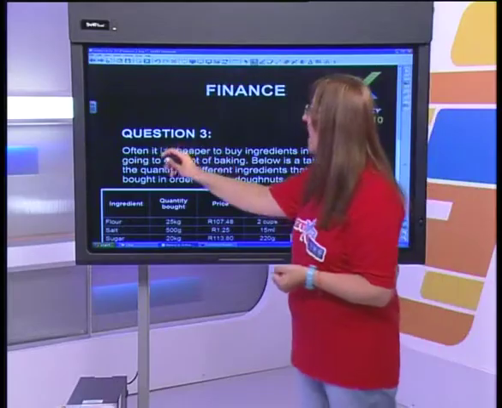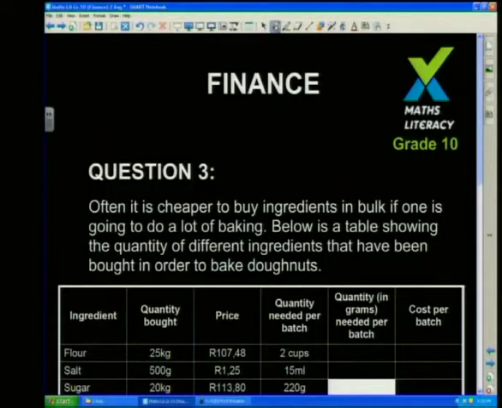Okay, so now we're ready to move on to question 3. And remember, I'll come back to question 1 if we've got time. So question 3 says, often it is cheaper to buy ingredients in bulk if one is going to do a lot of baking. Below is a table showing the quantities of different ingredients that have been bought in order to bake donuts.